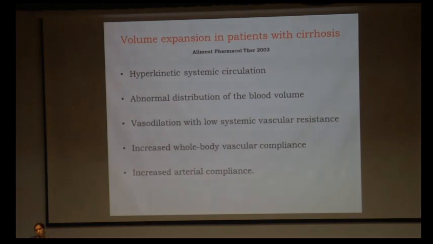Now we come to how cirrhotics will respond to volume expansion. So as we know, in liver disease, there is a hyperkinetic circulation. There is an abnormal distribution of blood volume, which I will be describing. There is vasodilatation with a low systemic vascular resistance, which is the normal physiology of a cirrhotic. There is increased whole body vascular compliance and there is increased arterial compliance.